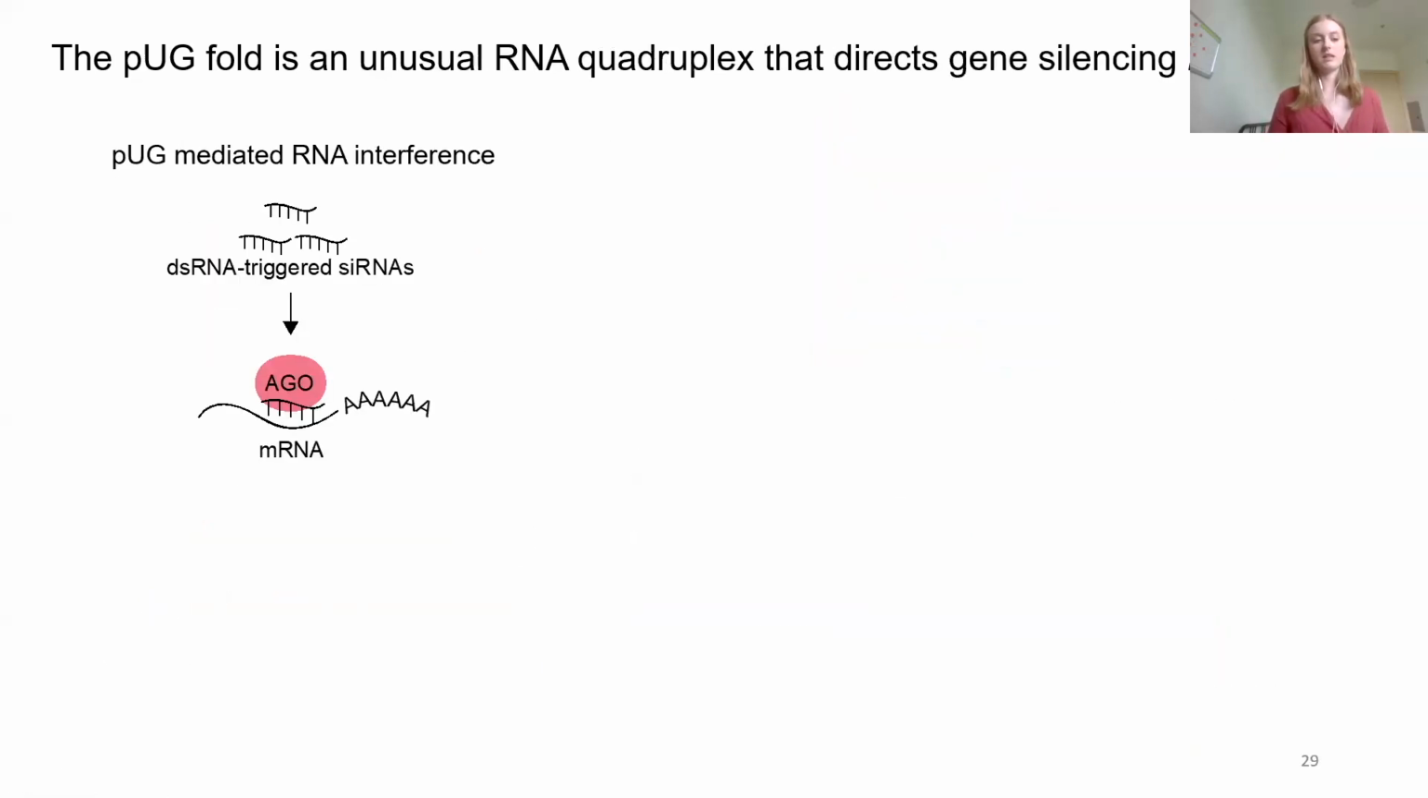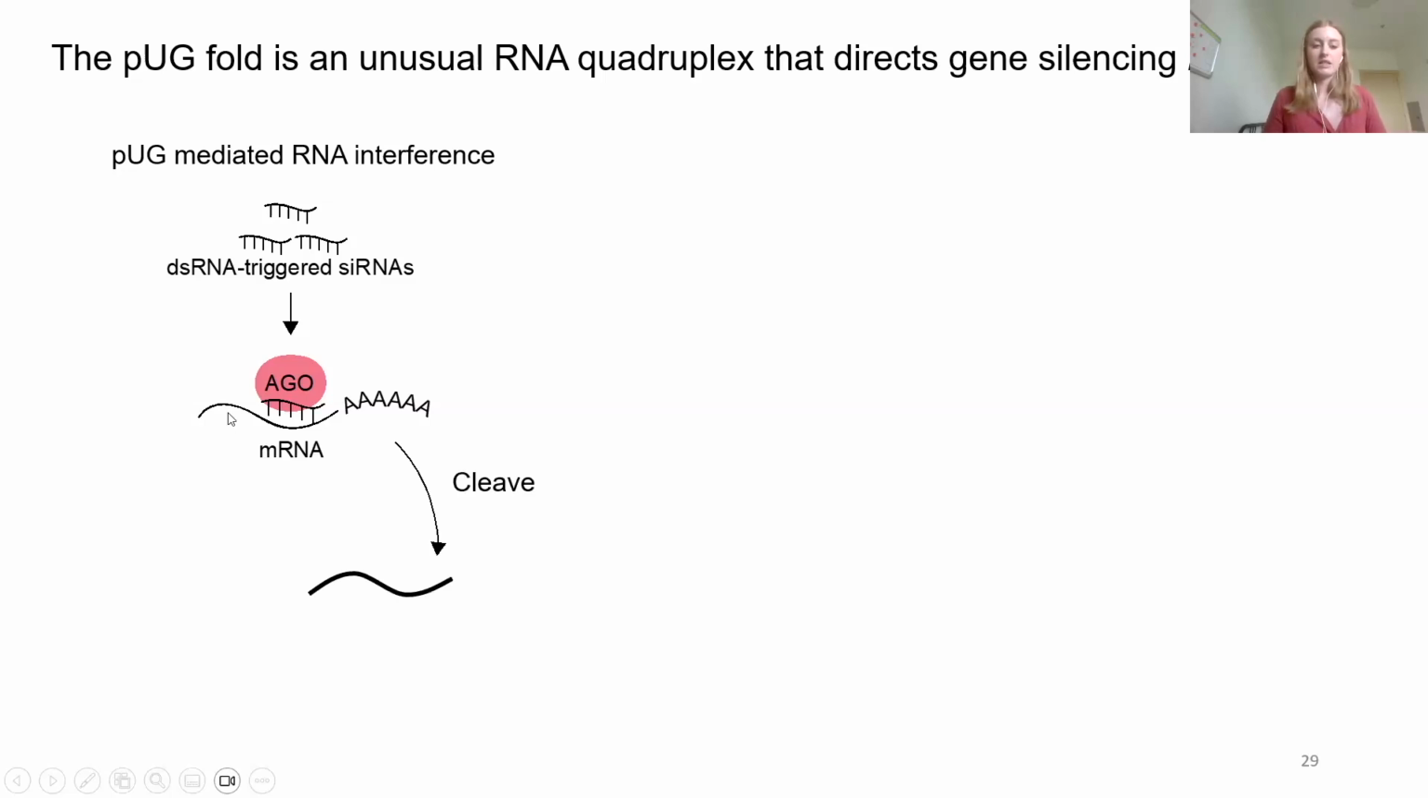So let's take a step back and talk about how this process works. What is the pug tail actually doing in this case? It's working in this process called RNA interference, or RNAi. This is usually triggered by something like double-stranded RNA. These double-stranded RNAs are processed into small interfering RNAs, which bind to an Argonaute protein and use them as guides to find the mRNA being targeted for silencing.